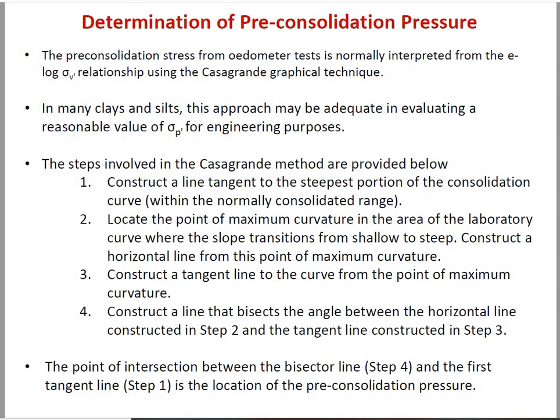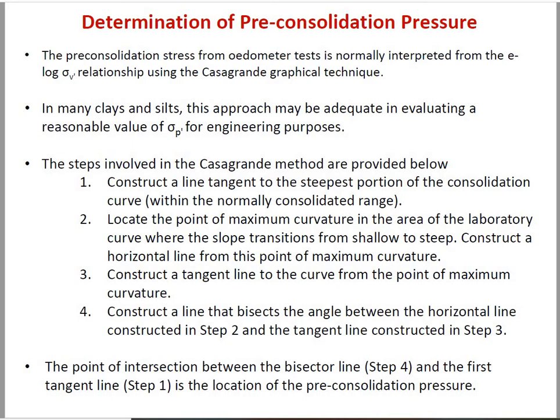Now how will you determine the pre-consolidation pressure? Without knowing the pre-consolidation pressure, you cannot determine whether a soil is normally consolidated or over-consolidated. The technique adopted is by Casagrande. It is a graphical method to find the pre-consolidation stress, obtained from the e-log sigma v curve from the odometer test.